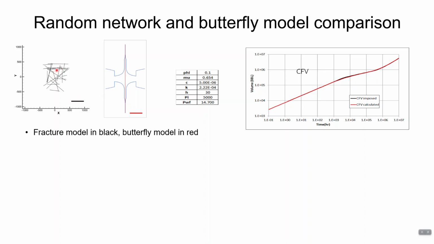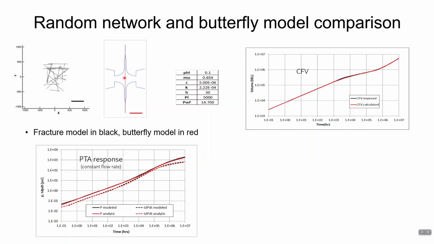In black we have the random network, and in red we have the butterfly model. So as we saw, the CFV, or characteristic flow volume, is pretty much the same. And using the theory that I have in the papers that I have published, you could convert that distance into time, and that is shown here. So this is volume versus time.